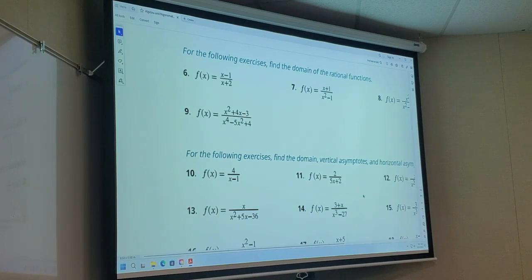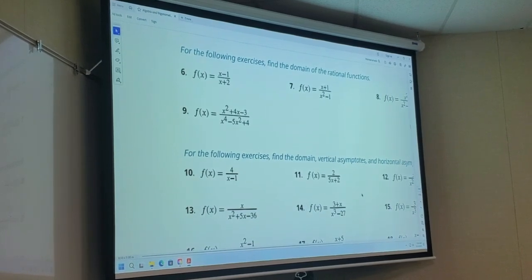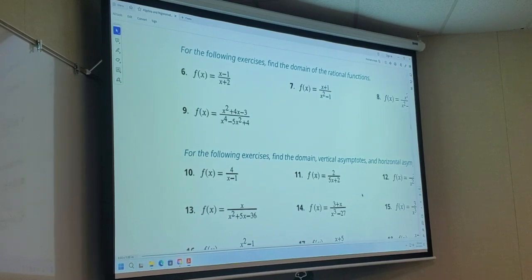I get a fraction. What cannot happen in a fraction? What can I not let happen? If the top of a fraction is zero, that's fine. If the bottom of a fraction is zero, that's where things get weird. You can't divide by zero.